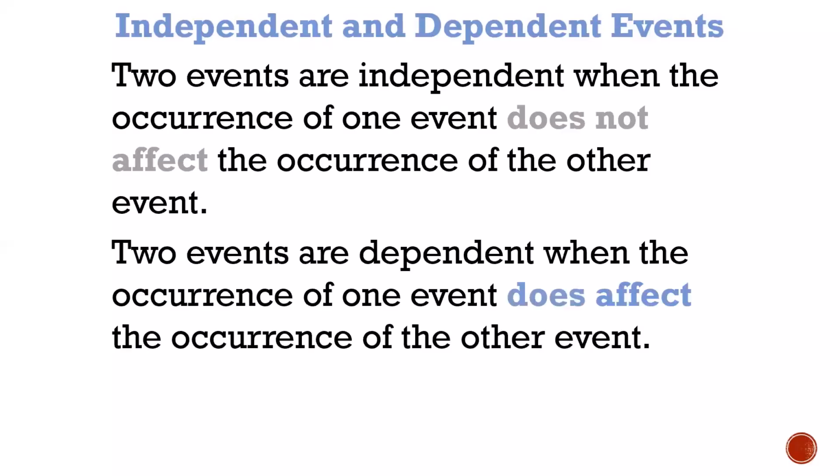Simply speaking, two events are independent if one does not affect the occurrence of the other. Two events are dependent if one does affect the other one. Students understand this conceptually fairly well, but understanding the rule mathematically is a little bit more difficult.